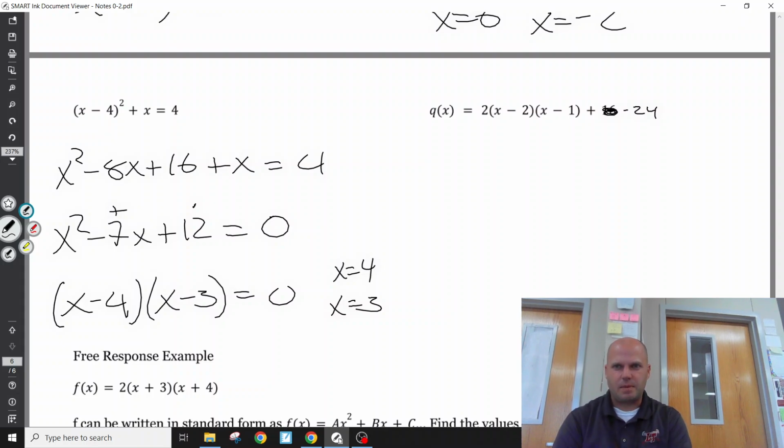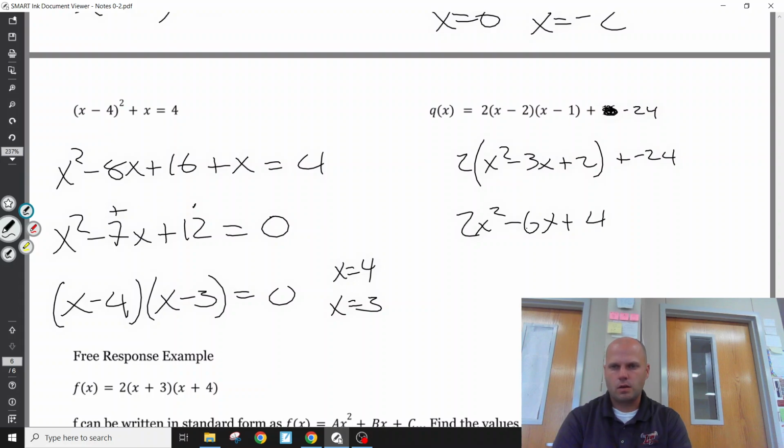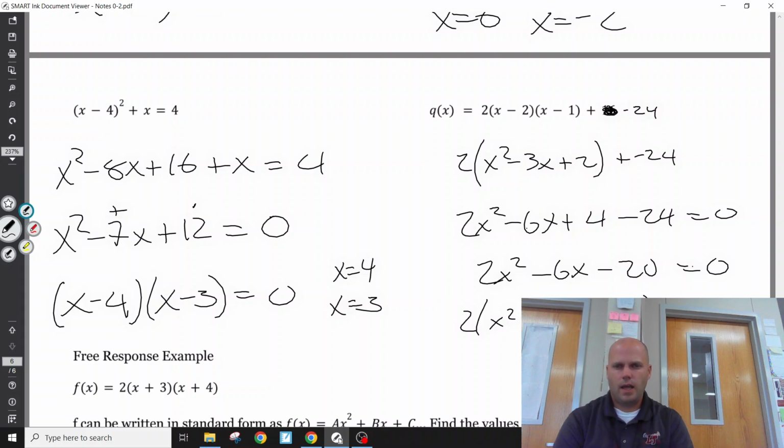This one we screwed up. It's got to be a negative 24. You get 2. I'm going to probably distribute the x minus 2 and the x plus 1. X minus 1. X squared minus 3x plus 2. Plus negative 24. It's 2x squared minus 6x plus 4 minus 24. That's 2x squared minus 6x minus 20. I will now factor out a greatest common factor. And I get x minus 5, x plus 2.